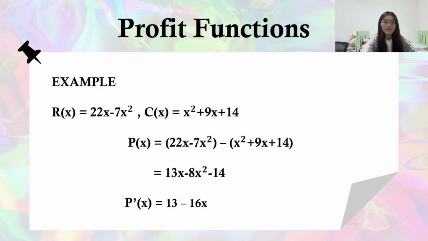For example, we use the revenue function and cost function from just now. The revenue function is 22x minus 7x squared, while the cost function is x squared plus 9x plus 14. To get the profit function, we take the revenue function minus the cost function, and we will get 13x minus 8x squared minus 14 for the profit function. The next step is we need to do the differentiation. So the derivative of the profit function is equal to 13 minus 16x.